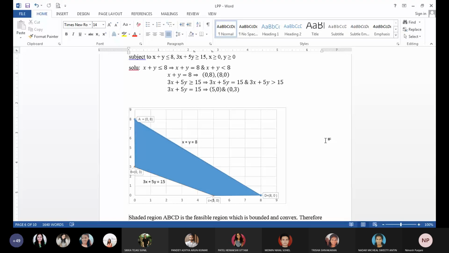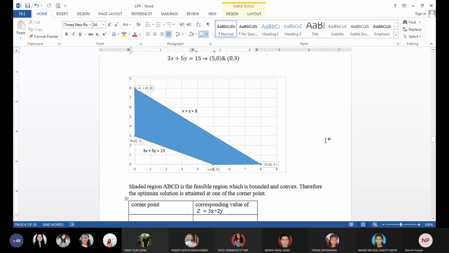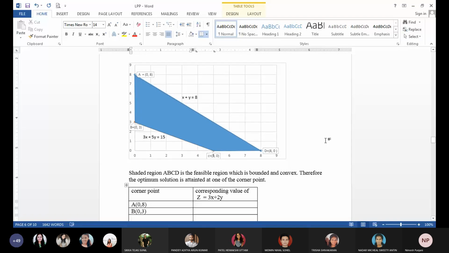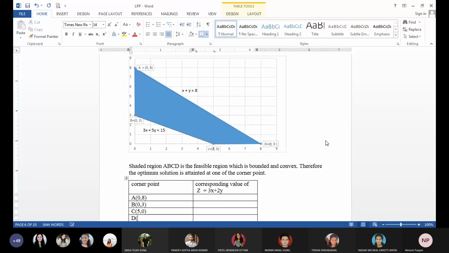So what we do, similar to the previous sum, we make a table where we will be having the corner points and we will find the value of the objective function at the corner point. And here we have to maximize, so we will find the largest value in the table which we get. So tell me, what are the values which you will be getting in the table?